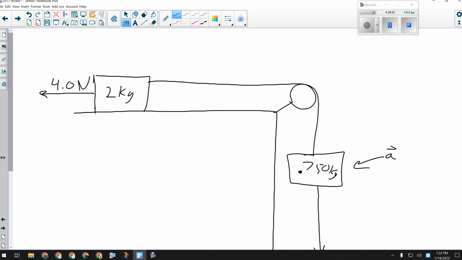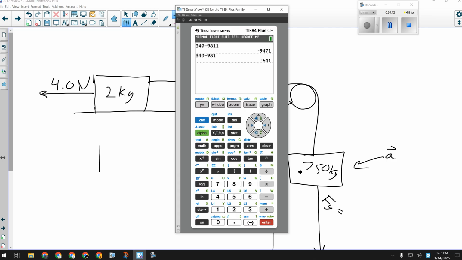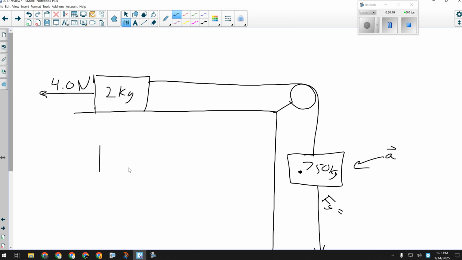So it's a system. Do all the parts have to accelerate at the same rate? Same direction? No. Same rate, same magnitude, but not the same direction. So what I'm first going to do is calculate the forces involved. I already have the 4 newtons worth of friction, but I do need the force of gravity. So mass times gravity, 0.75 times 9.81, is going to give me 7.3575 newtons.